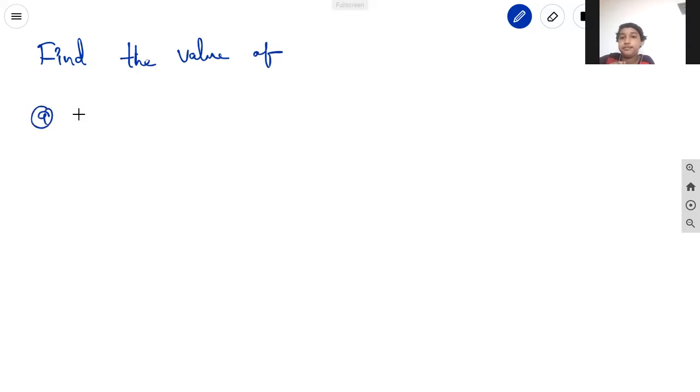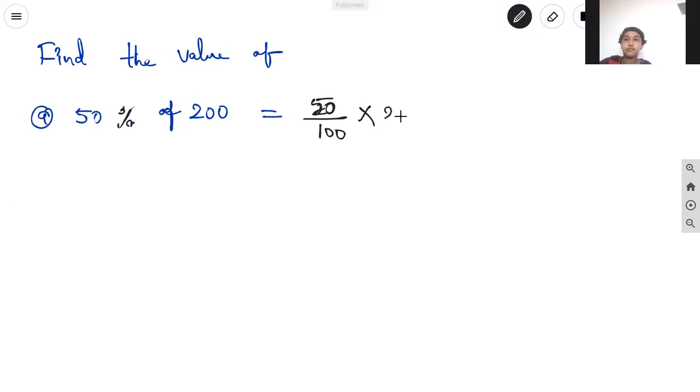First question, 50% of 200. That is nothing but 50 per 100. Of means into 200. Two zeros cancel. 5 twos are 10, so 100. This is the answer. Next one.